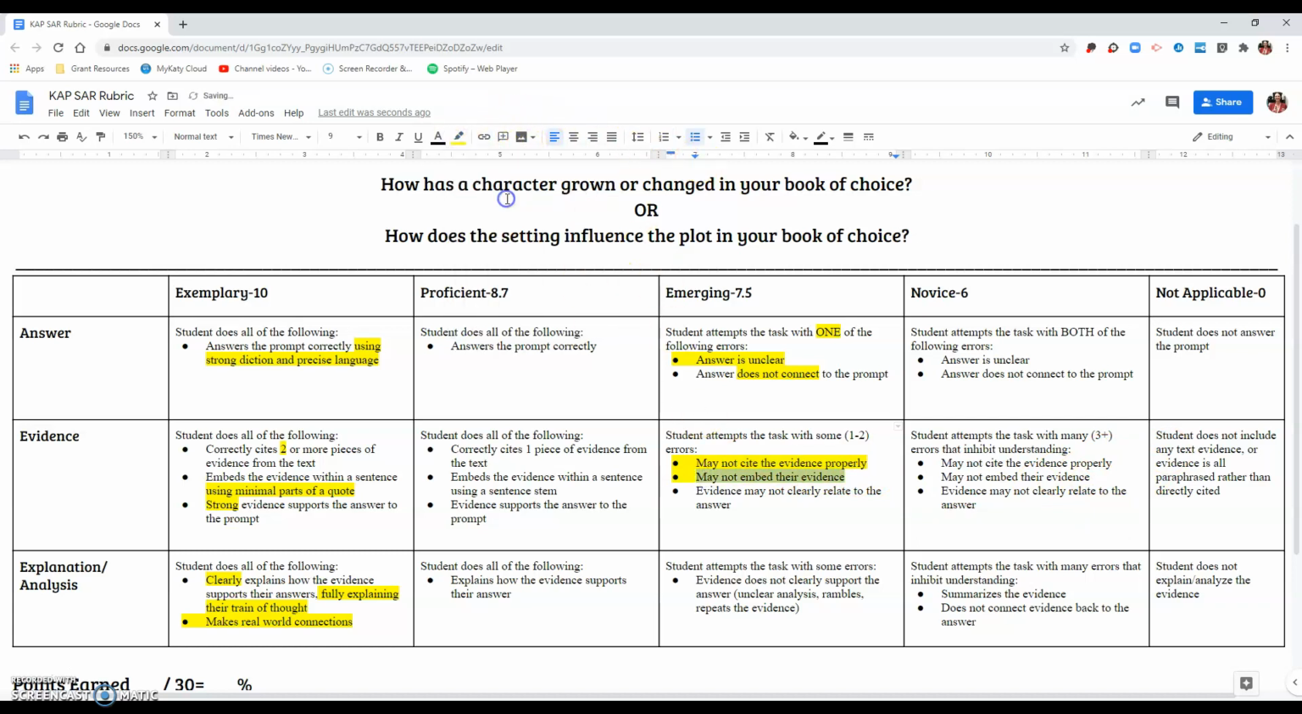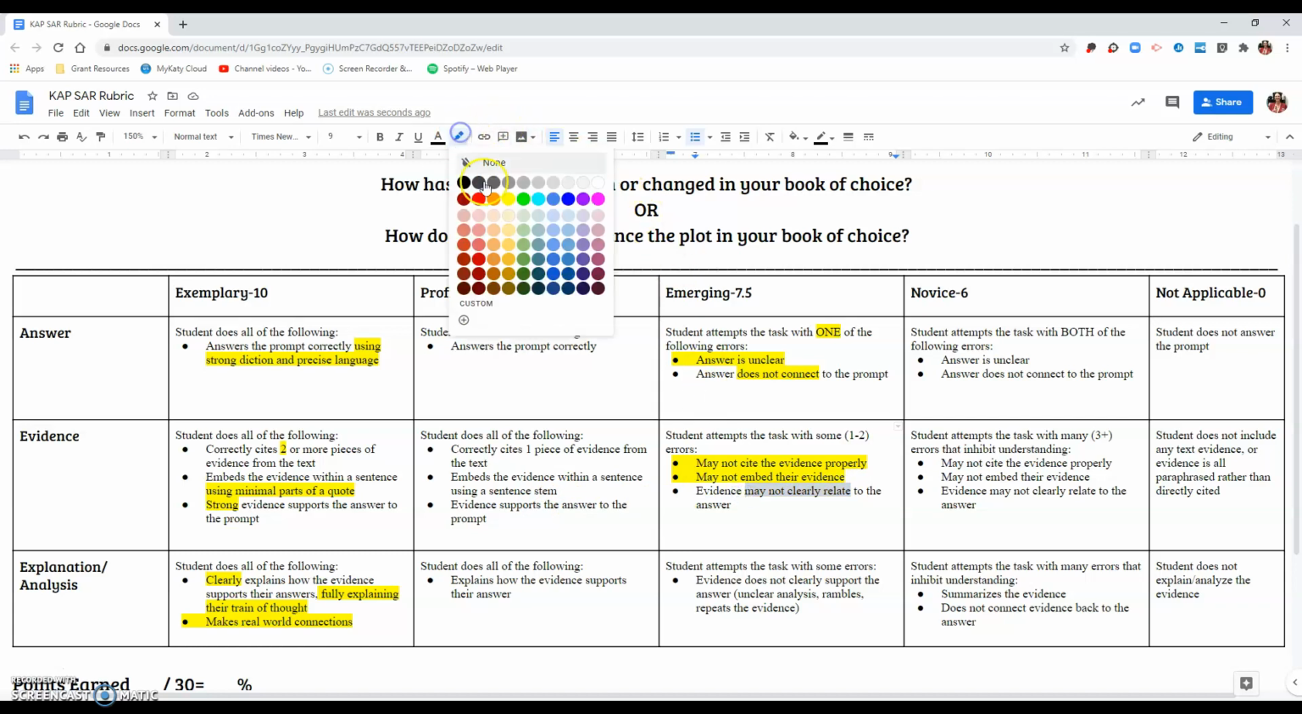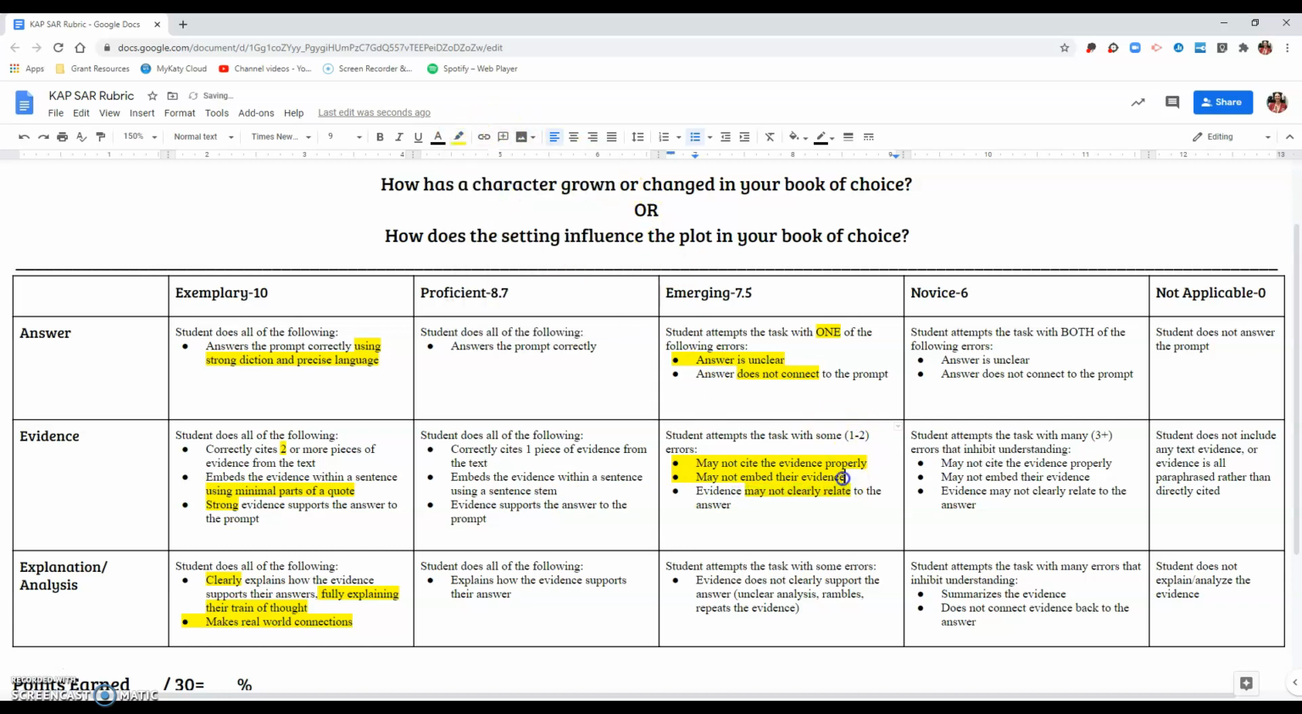Then, it didn't clearly relate to the answer. So notice here, evidence supports the answer to the prompt, doesn't clearly relate to the answer. Okay? So maybe you tried really hard, but your evidence doesn't really have anything to do with the way you answered the question. And then finally, your evidence doesn't clearly support the answer, and in your analysis, you are rambling, and you can't really make that explanation because your evidence is not clear.